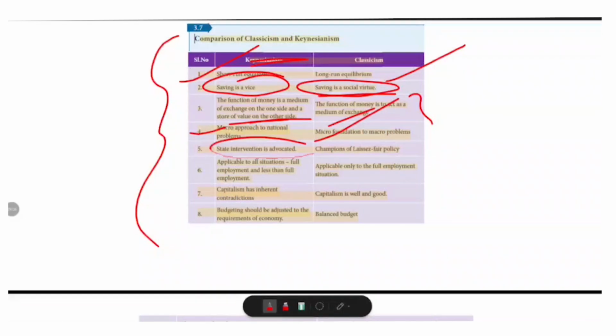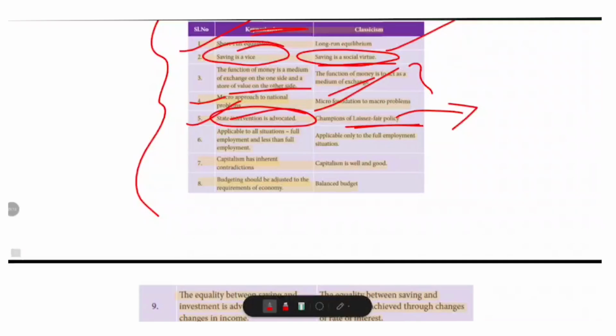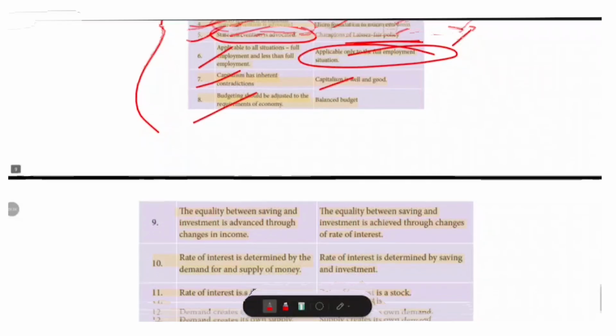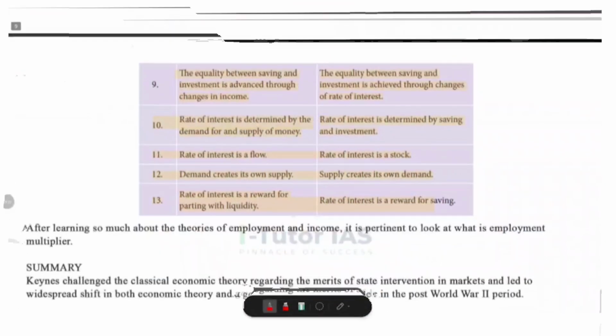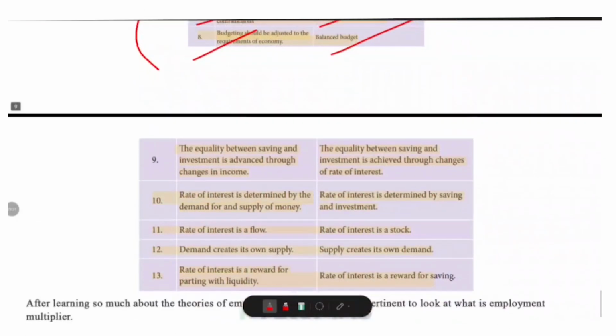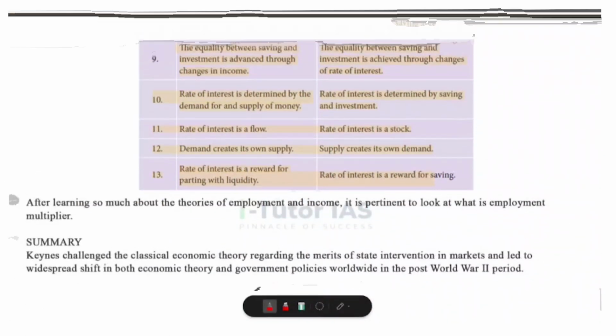In Keynesian theory, state intervention is advocated. Here, in classical theory, laissez-faire policy is advocated. Keynesian theory is applicable to all situations, full employment and less than full employment. Classical theory is applicable only to the full employment situation. Then capitalism has inherent contradictions in Keynesian theory, while in classical theory capitalism is considered good. Budgeting should be adjusted to the requirement of the economy in Keynesian theory, and the budget should be balanced in classical theory. So these are all the differences between classical and Keynesian theories.